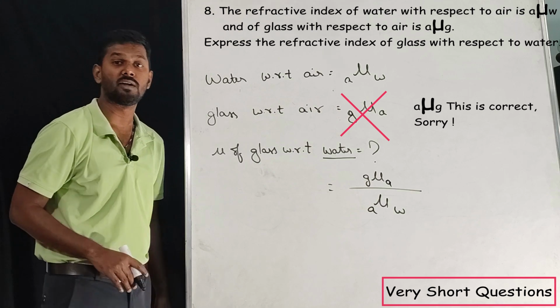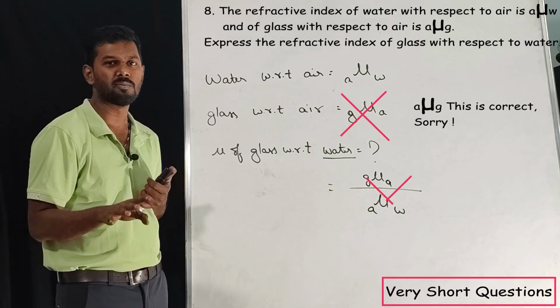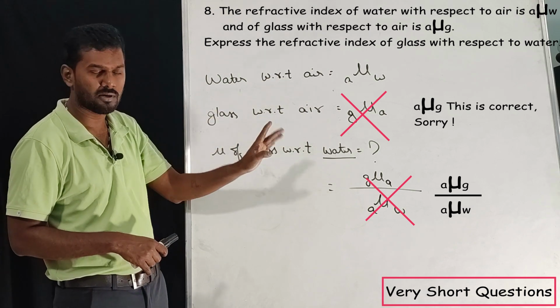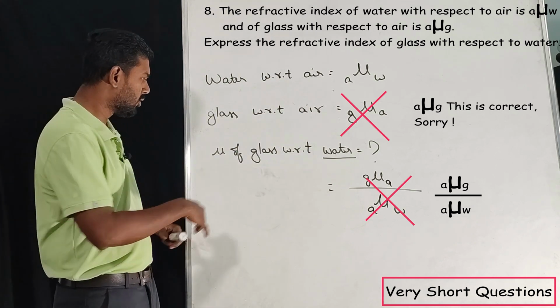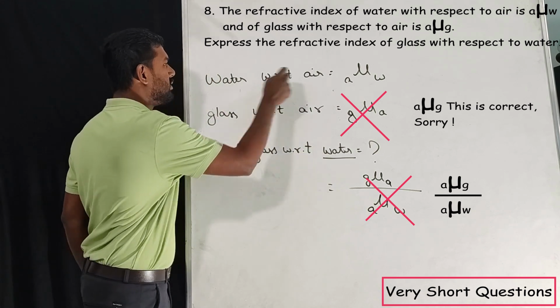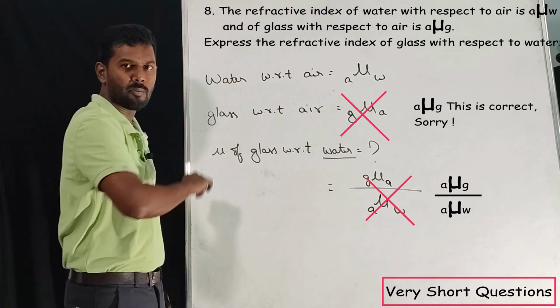This is what we have learned in the concept video. This is very much important, very simple. Listen, if the refractive indexes of two mediums are given in the question, after 'with respect to' what is there? Water. What is the water value? This one. This should go to the denominator.